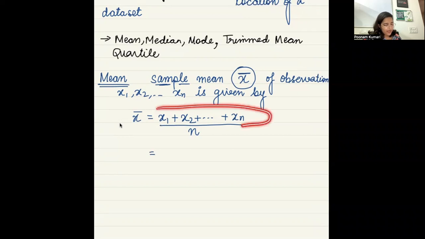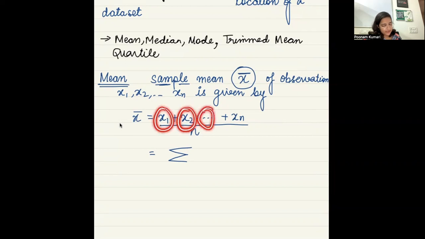When you have added all these numbers, there is one compact way of writing it. Whenever you add different numbers, you can write summation. This big symbol means summation, meaning you are adding the numbers. What are the numbers that you are adding? You are adding x1, x2, x3, x4 up to xn.